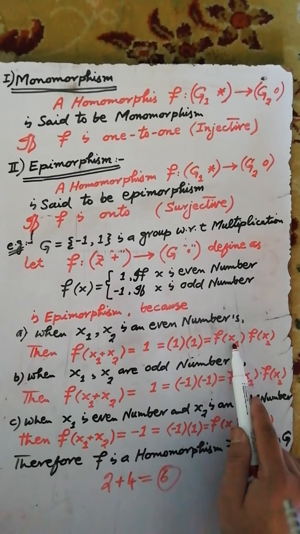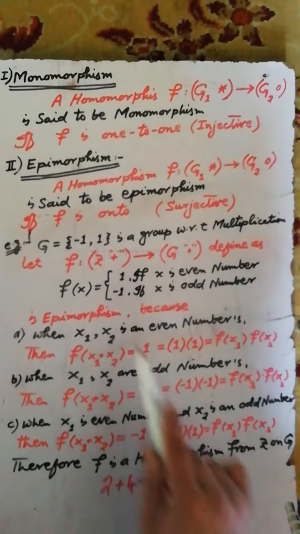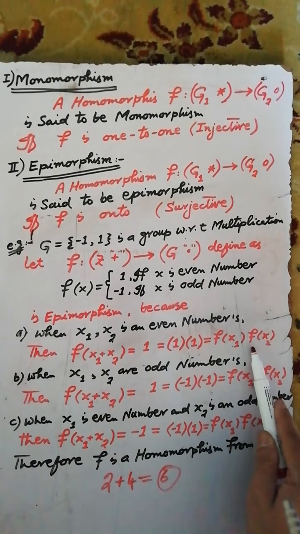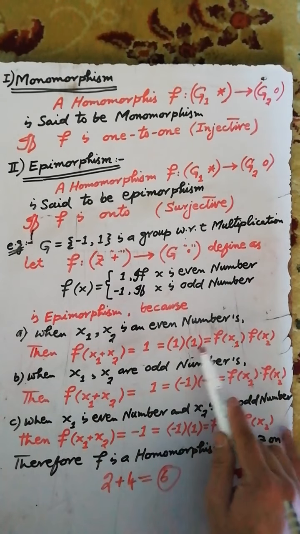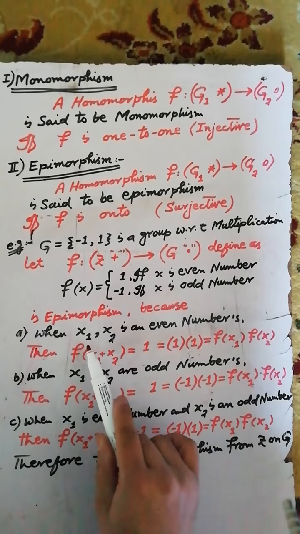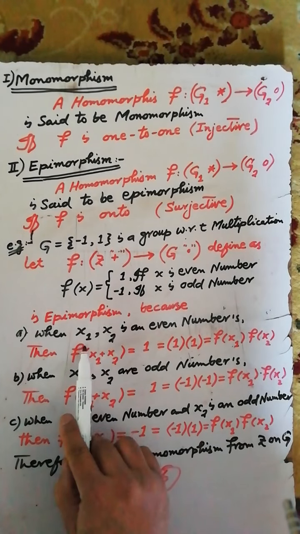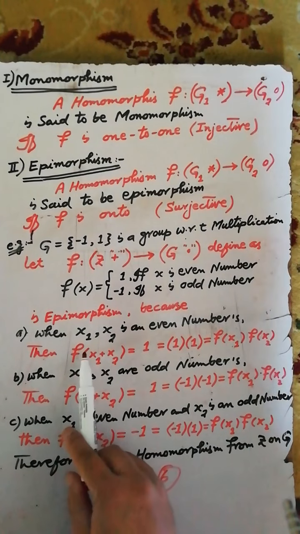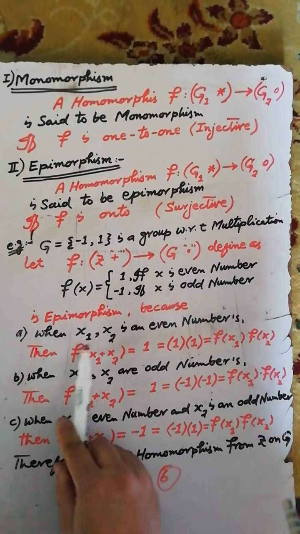Therefore, x1 is an even number, so the image of x1 under the function f is equal to 1, and the image of an element x2 under the given function f is also equal to 1, because x2 is also an even number. Therefore, the function f satisfies the condition of homomorphism from Z to G when the elements x1 and x2 are even numbers.